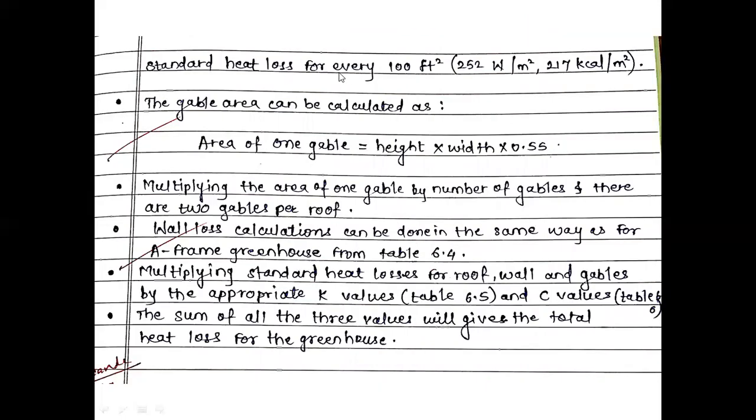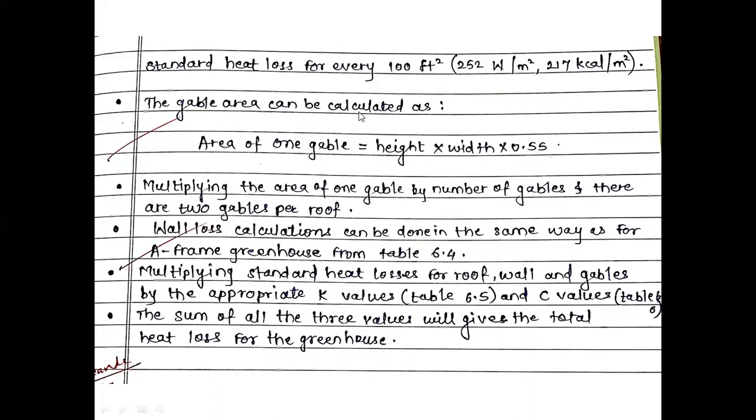Standard heat loss for every 100 feet square is 250 watt per meter square and 170 kilocal per meter square. The gable area can be calculated as area of one gable equal to height into width into 0.55. Multiply the area of one gable by number of gables, and there are two gables per roof. Wall loss calculations can be done in the same way as for A-frame greenhouse from table 6.4. Multiply standard heat losses for roof, wall and gables by the appropriate K values, table 6.5 and C values, table 6.6. The sum of all the three values will give the total heat loss for the greenhouse.